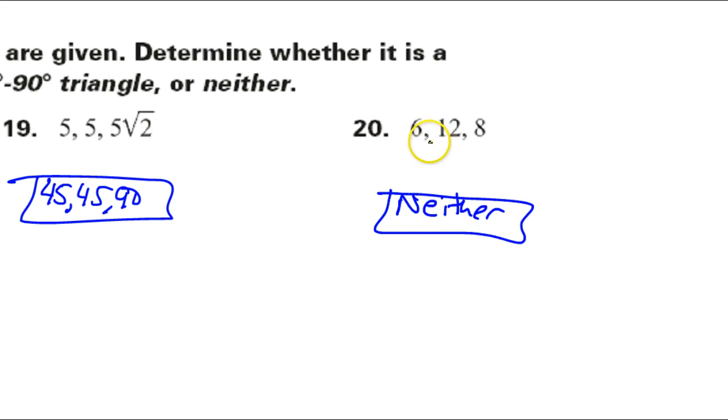Now, let's imagine, what if it's a 30-60-90 triangle? If that were the case, then that would make this the short leg. Double it, we should get a hypotenuse. So, kabam, we do have double it. But then, if I take the short leg and multiply by radical 3, that should give me the other side. In other words, instead of 8, if this was going to be 30-60-90, it should have been 6 radical 3 instead. Since it wasn't, this is going to be neither.